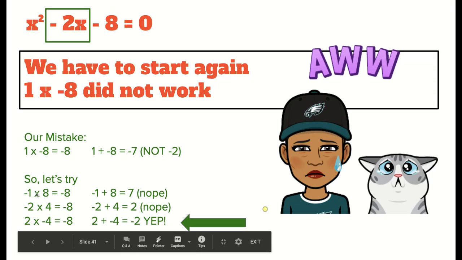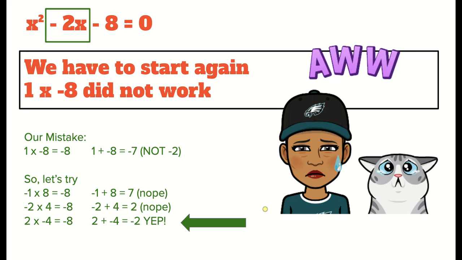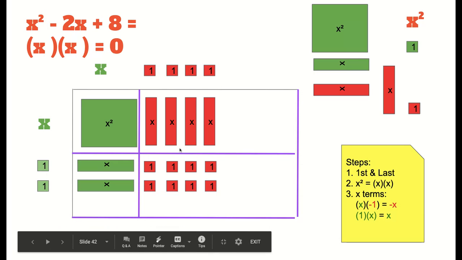expressions, the other equations. Negative 1 times 8 gives us negative 8. But does negative 1 plus 8 give us negative 2? Nope. How about negative 2 times 4 is negative 8? Does negative 2 plus 4 give us negative 2? No. It gives us a positive 2. And lastly, 2 times negative 4 equals negative 8. And 2 plus negative 4 is equal to negative 2. Yep. That's the one. So let's do it again.